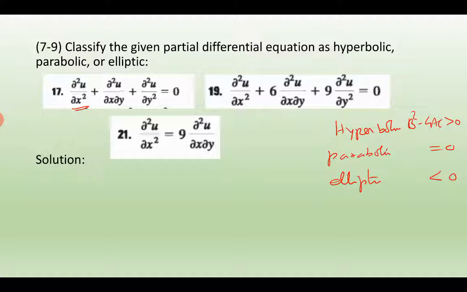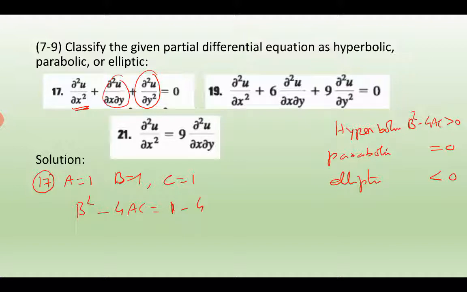Okay, take the coefficients. We should know what a is, the coefficient of u double x. So problem number 17, a is 1, b is from u xy, b is 1 and c is 1. So what is b square minus 4ac? b square is 1 minus 4 into a into c, which is negative 3. The answer is elliptic for the first case.